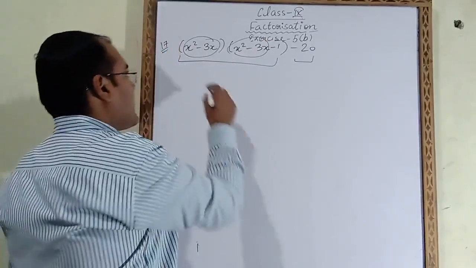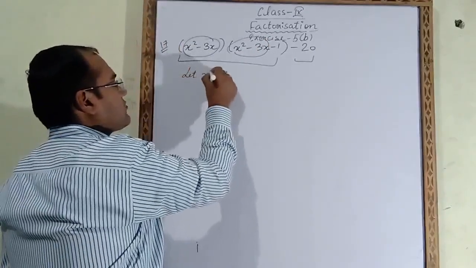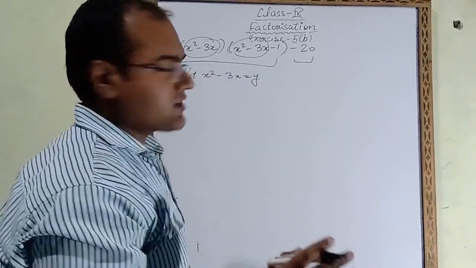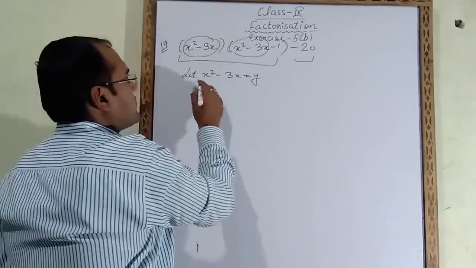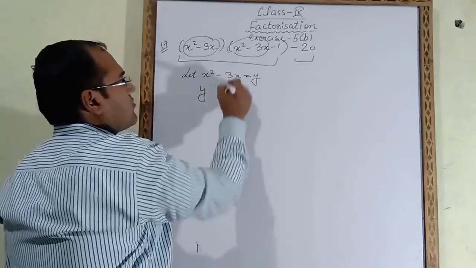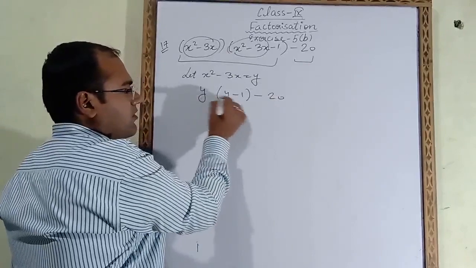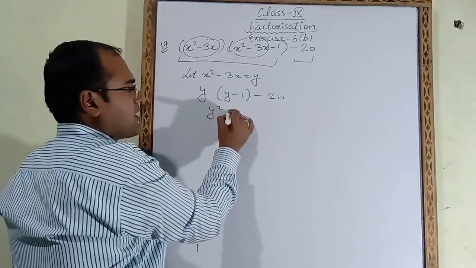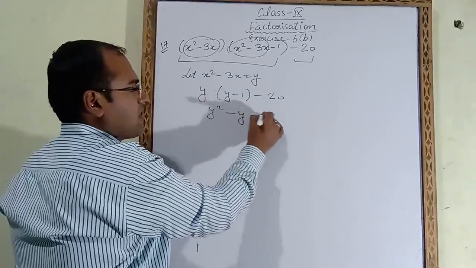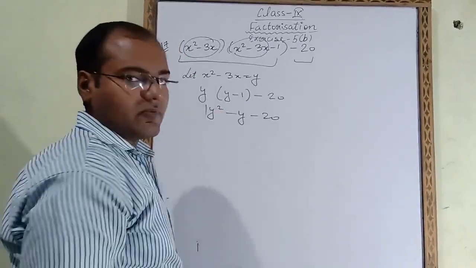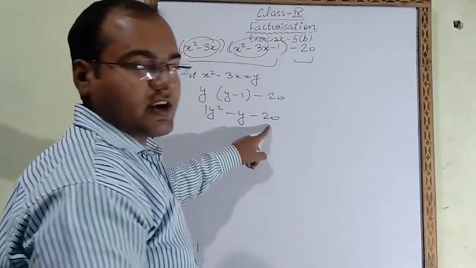So what you have to do, let's say x square minus 3x is y. We will assume that x square minus 3x is equal to y. Now instead of this we will put y into y minus 1 minus 20. Now we will multiply it. y into y will be y square, minus y into 1 will be minus y, minus 20. Now here no number is written, so we will take 1. 1 into 20 will be 20.